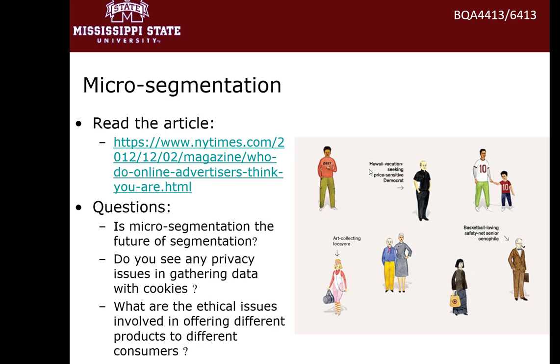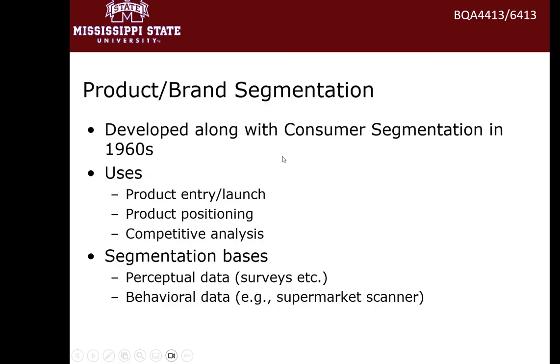Where marketing segmentation used to be quite broad, we'd think of something like high income urban females. We now have these very narrow micro segments. So we have the Hawaii vacation seeking, price sensitive Democrat, and the basketball loving safety net senior Oenophile. I think they're just being a bit fancy here. So this idea of market segmentation, micro segmentation, is a little bit scary, just the amount of data that we have available on people.